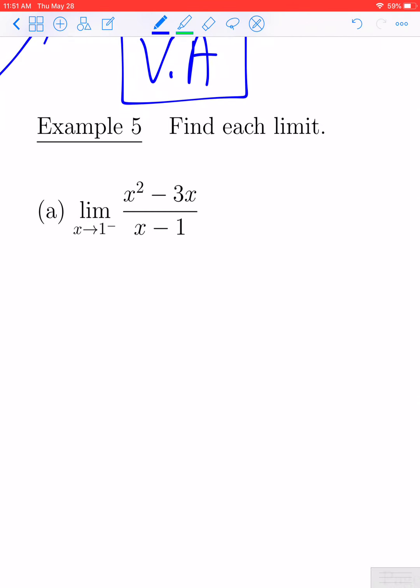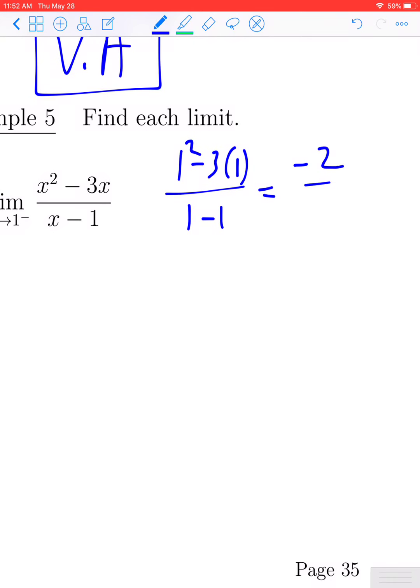Let's take a look at example 5. We want to find each of the following one-sided limits. We have a rational function. If I tried to do this with direct substitution, if I plug 1 in, we would get 1 squared minus 3 times 1 divided by 1 minus 1, which would produce negative 2 divided by 0.